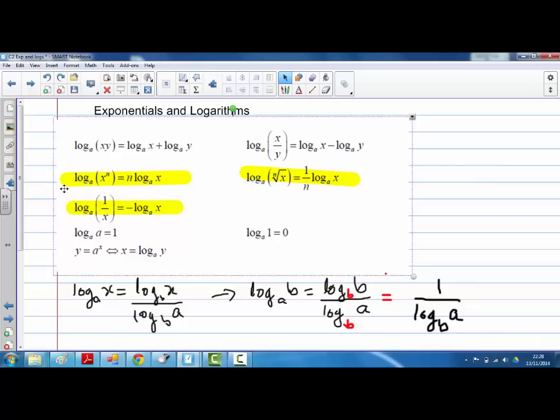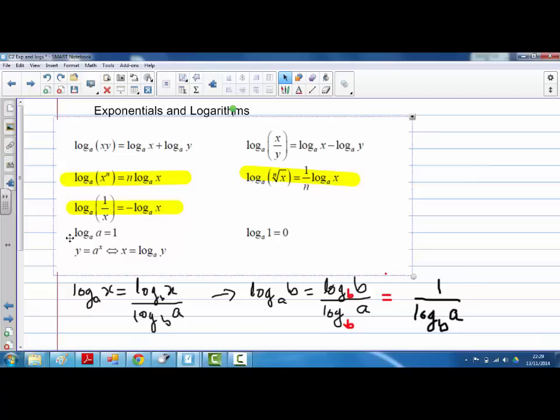Then we have the power law. So log x to the n, the n comes down, and you've got n log x base a. And as an extension of the power law, or if we apply the power law to a situation, we've got x to the 1 over x. This is really x to the power minus 1, and so the minus 1 comes down to the front. Similarly, x to the power of 1 over n, with the nth root, is really 1 over n. The 1 over n comes down to the front. So the yellow highlighted are really the same law being used in different situations.